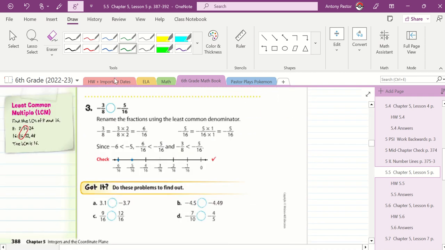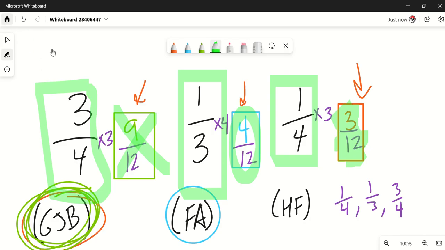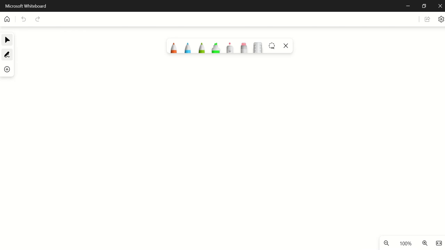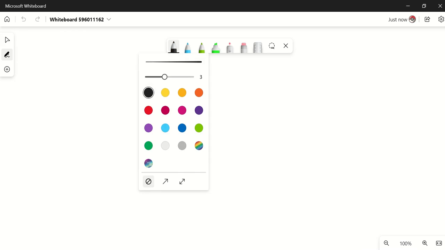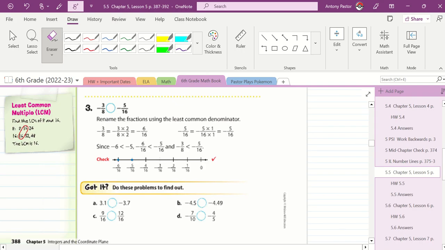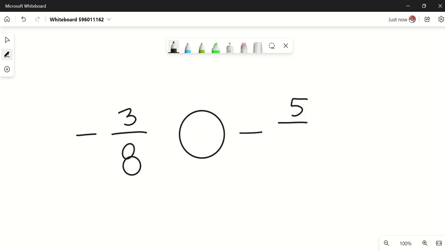Okay, and we have another one. Again, we identify that they're both negative, so I can't compare that way. And then we've talked about this earlier, comparing fractions. I'm going to go to my whiteboard. So this is negative 3/8, comparing it, so I'm putting the circle there, to negative 5/16.